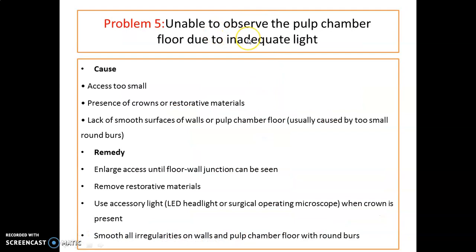Then, unable to observe the pulp chamber floor due to inadequate light. Why does it happen? Because access is too small, presence of any crowns or restorative materials, and lack of smooth surface of walls or pulp chamber floor. How to solve it? You can enlarge access until the floor wall junction can be seen, remove restorative materials, and use accessory light like an LED headlight or surgical operating microscope, especially when a metal or metal ceramic crown is present. You can also smooth all irregularities on the wall of the pulp chamber with round bars.